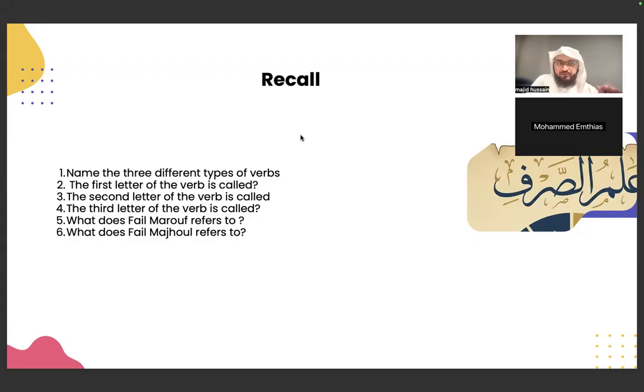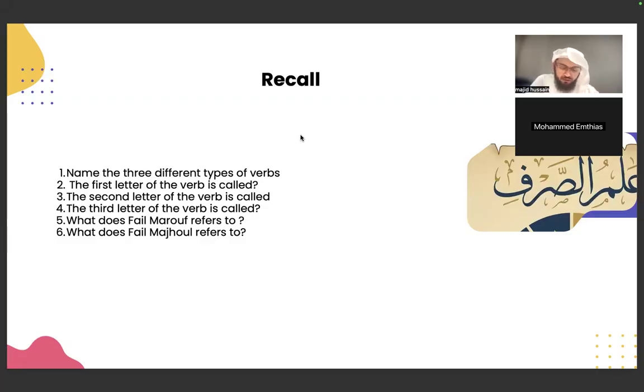The first letter of the verb is called the Fa Kalima, the second the Ain Kalima, and the third the Lam Kalima. What does fail ma'roof mean? That's the active. And active, majhul? That's the passive. Majhul, passive, means the doer of the action is not mentioned. And in ma'ruf, the person who does the action is mentioned.